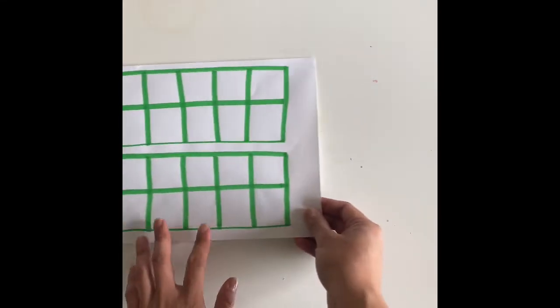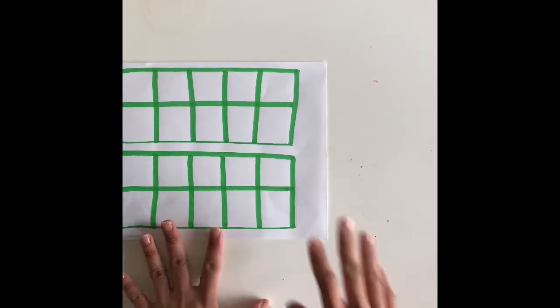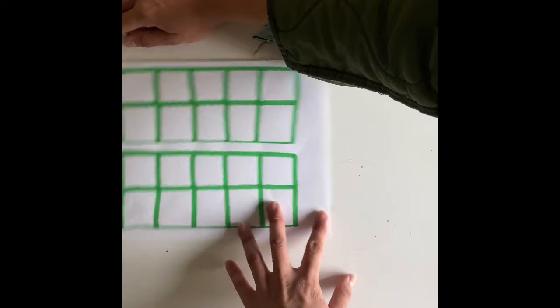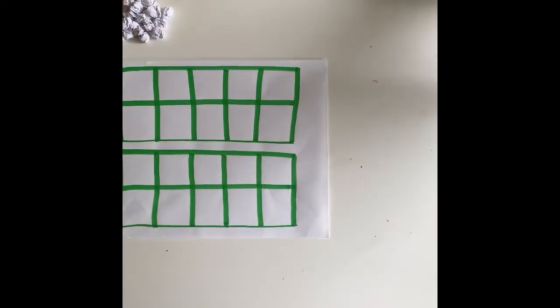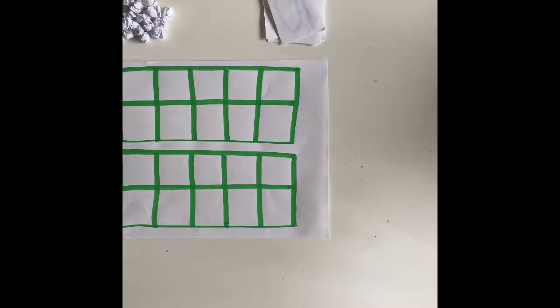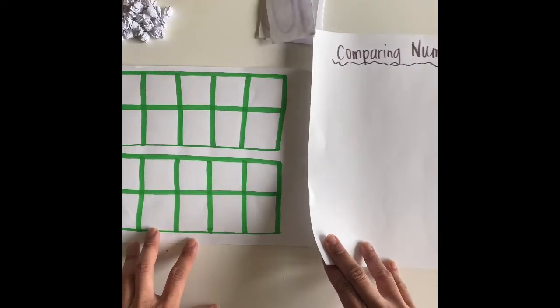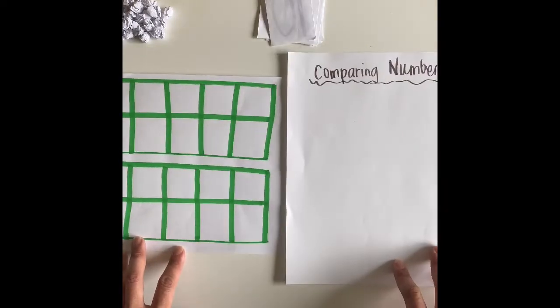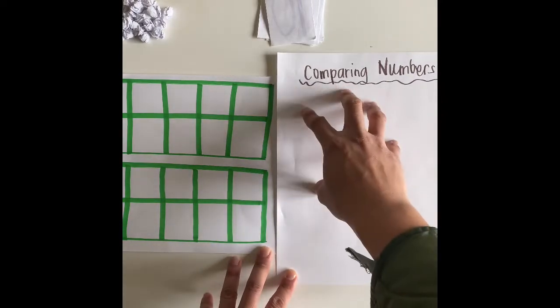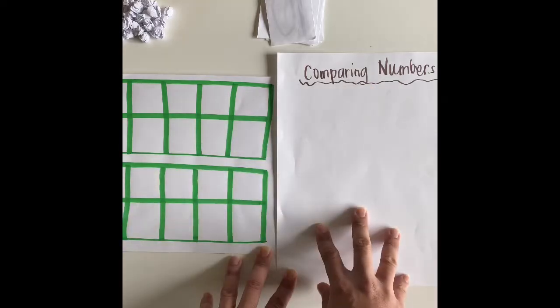It's the same setup as yesterday's game. So for comparing numbers, you are gonna have your tens frame down here. You're also gonna put your manipulatives above your tens frame. Your number cards above your tens frame as well. And your recording sheet on the side. And Mr. Junie wrote down the title of the game, Comparing Numbers. And then I'm going to record all of my answers here.